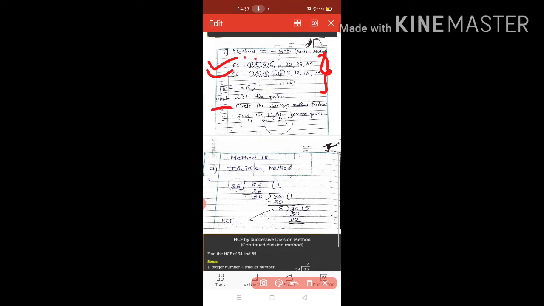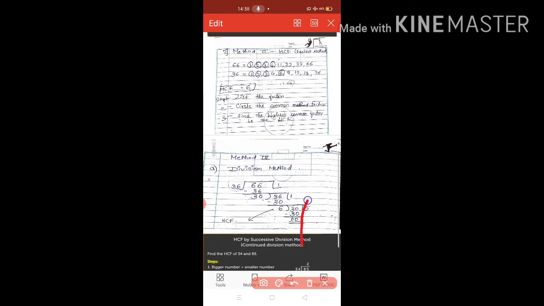So 1, 2, 3 and 6, I have circled. Now my dear children, 6 is the largest of the common factors. So which is the highest common factor? Now there are 66 and 36 also, but are 66 and 36 common? No, the common is 6. So the HCF is also 6.